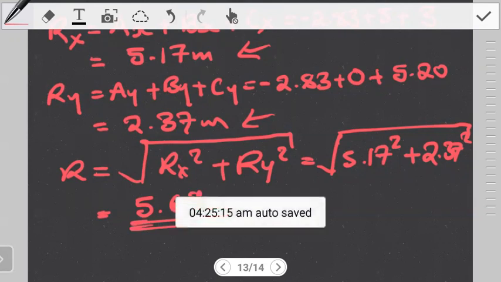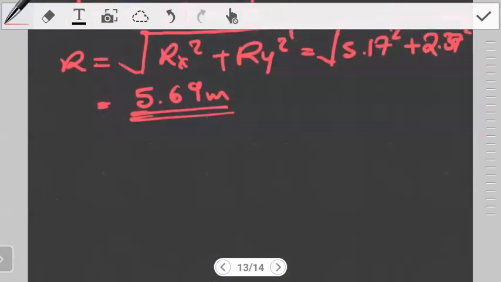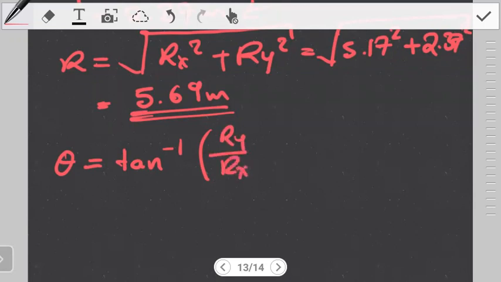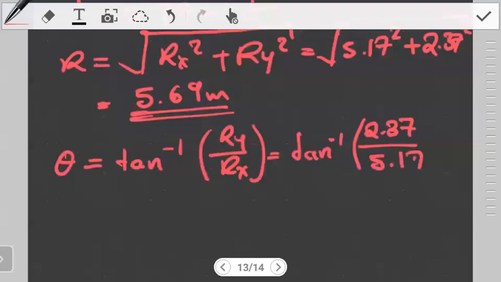The last part is to get the direction of the resultant. To get the direction, we use tan. So the direction is equal to tan inverse of the y component, r in y over r in x. So this becomes tan inverse, and then r in y was 2.37, r in x was 5.17.